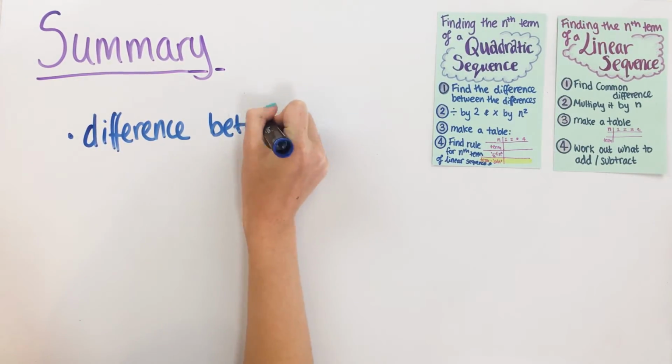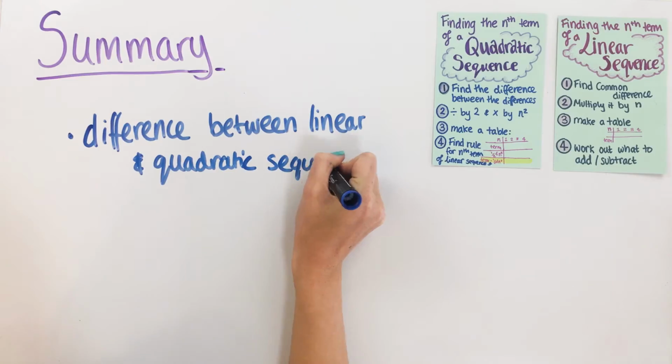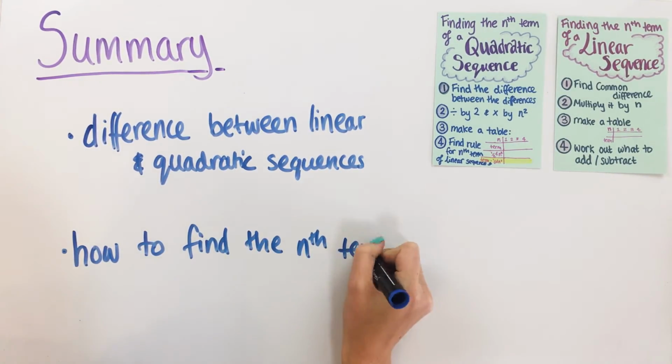So you now know the difference between linear and quadratic sequences, and how to find the nth term of a quadratic sequence.